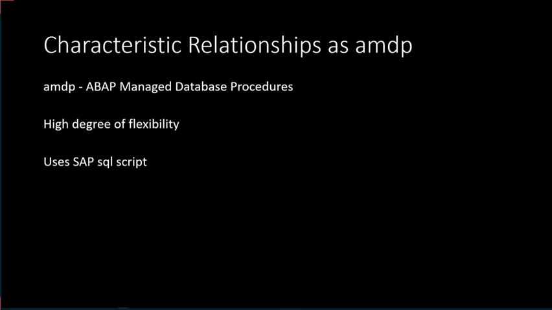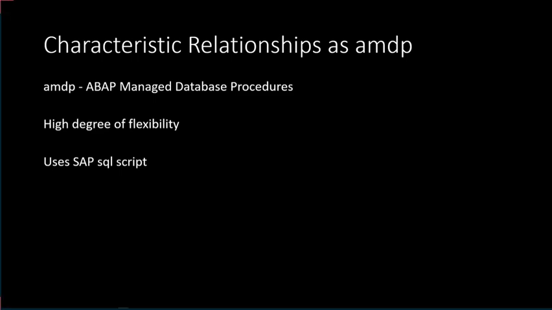In this chapter, we will have a first look at AMDPs, or ABAP Managed Database Procedures. An AMDP allows developers to write database procedures directly in ABAP. You can think of a database procedure as a function stored and executed in the database. The implementation language varies from one database system to another. In SAP HANA, it is SQLScript.